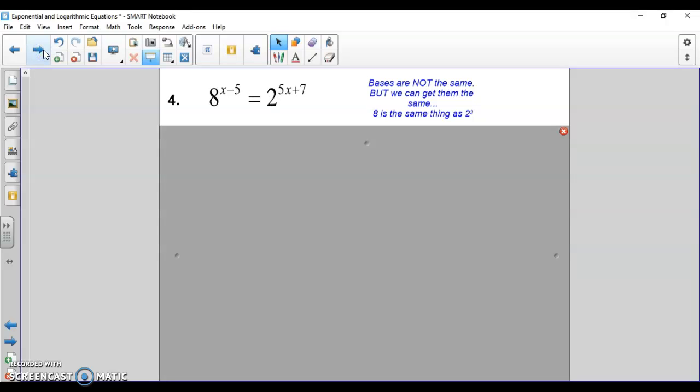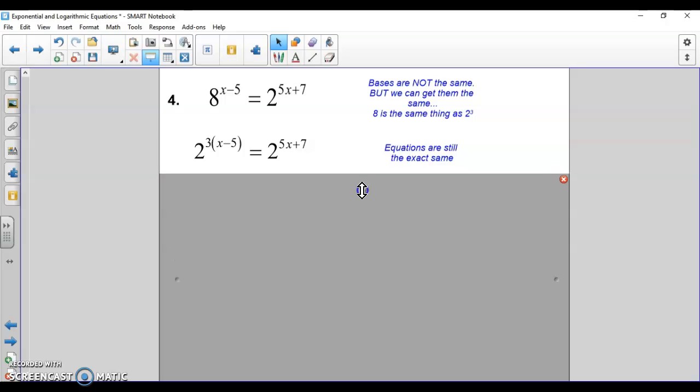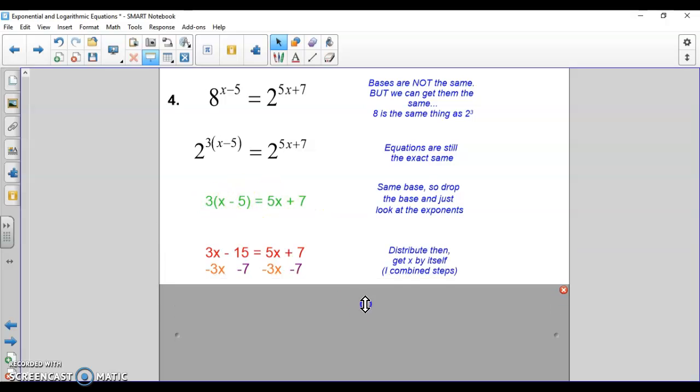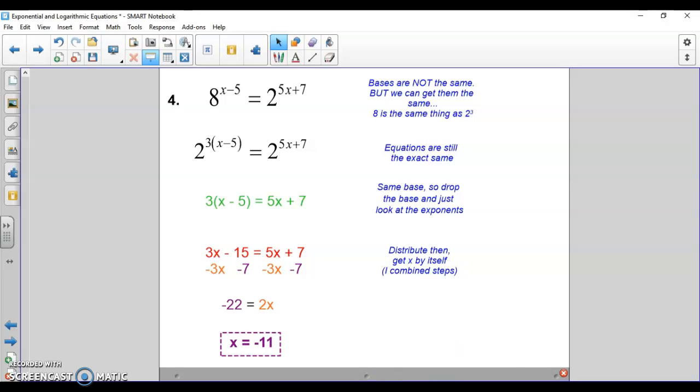Fourth one, just another one, just like number 3. I have 8 to the x minus 5 equals 2 to the 5x plus 7. So what we can do is rewrite 8 in terms of 2. So 8 is 2 cubed. Then you drop out the bases. I went ahead and distributed after that. And then I went on and got x by itself. And that's stuff that we know how to do already. Alright, so that's our first scenario. I think it's 4 scenarios total in our equation. So that's the first scenario there.